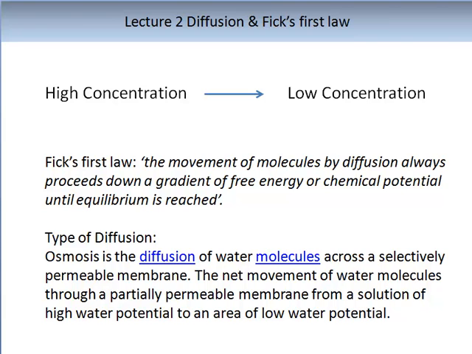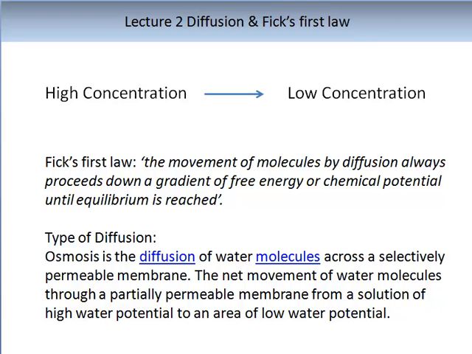There is a basic rule called Fick's first law that describes the process of diffusion. Fick's first law states the movement of molecules by diffusion always proceeds down a gradient of free energy or chemical potential until equilibrium is reached. What that means, put simply, is that compounds will always move from a high concentration to a low concentration, unless there is a barrier or something stopping that process to occur. You can think of this as just the natural order of the universe.